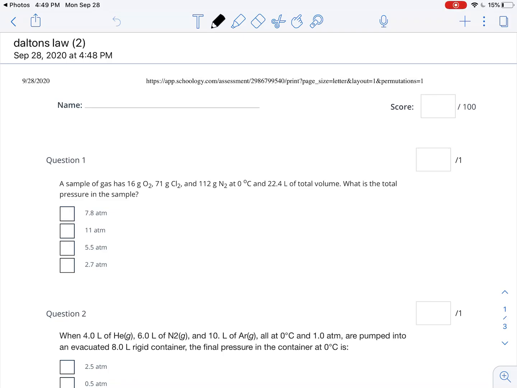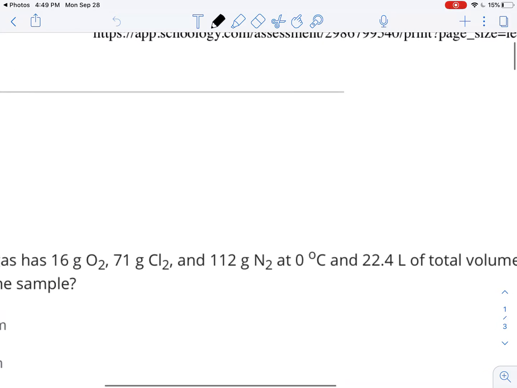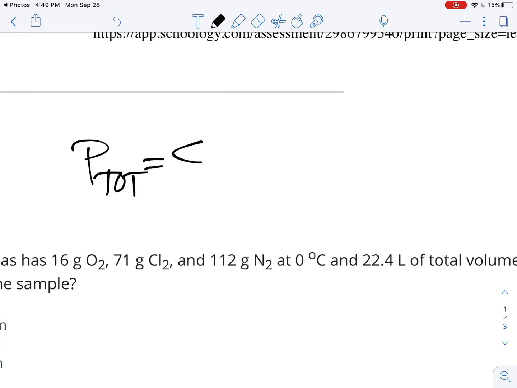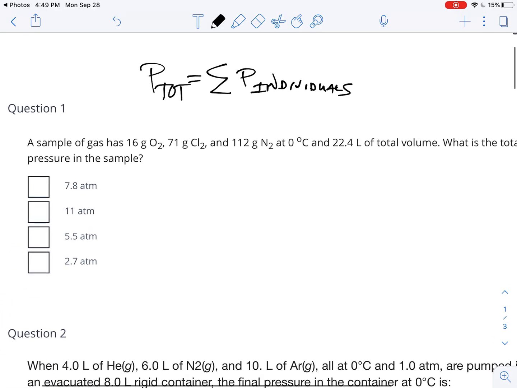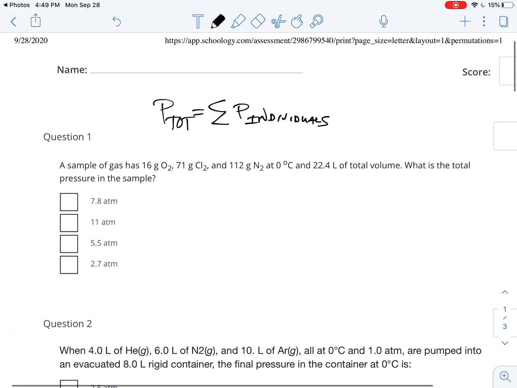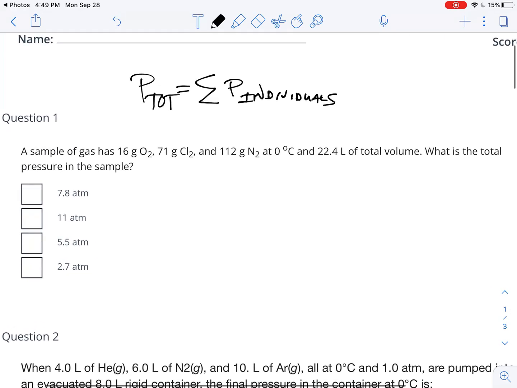Alrighty, so Dalton's law of partial pressures is the most obvious law of all time. The total pressure is simply equal to the sum of the individual pressures. So add up pressure 1, 2, 3, 4, and you get the total. Pretty obvious. So for this one, it wants to know what the total pressure in the sample is.